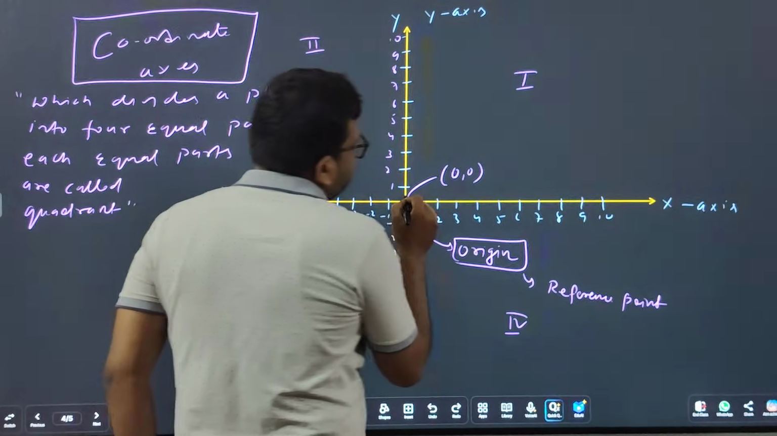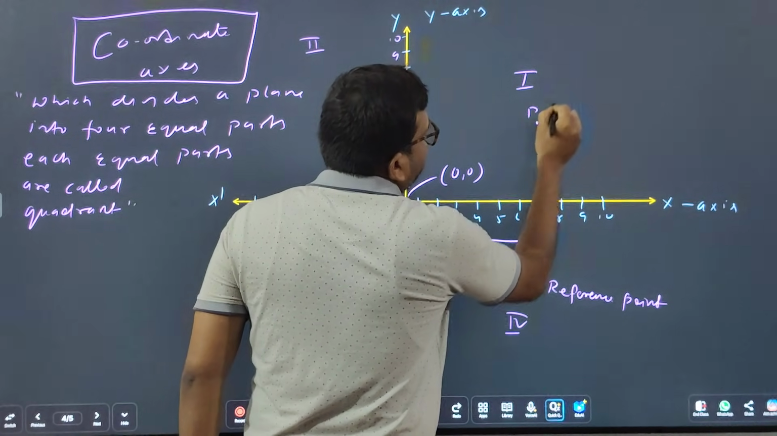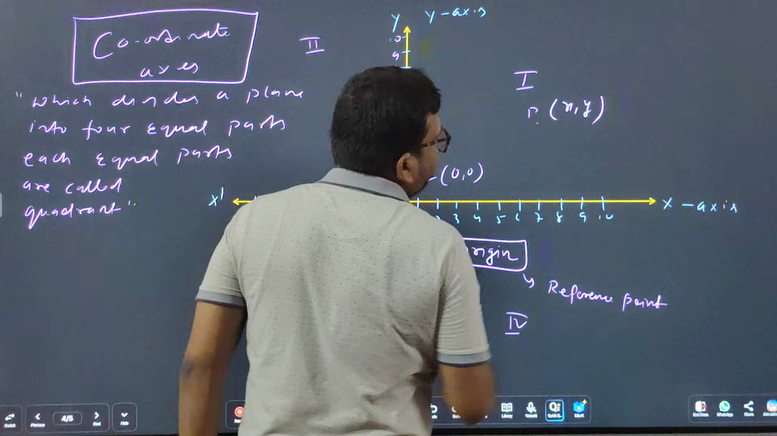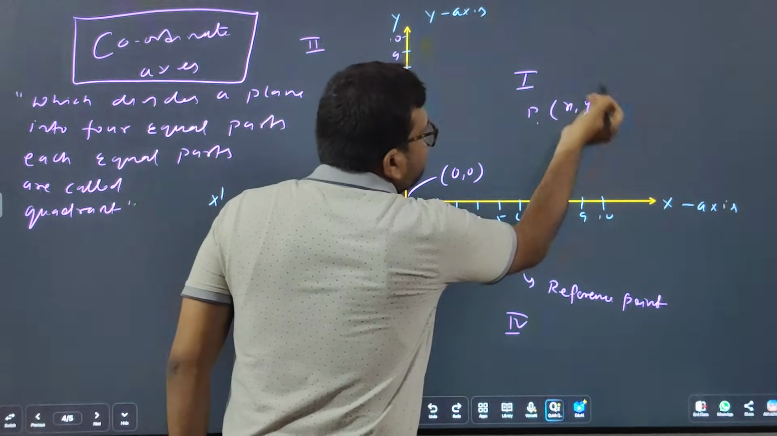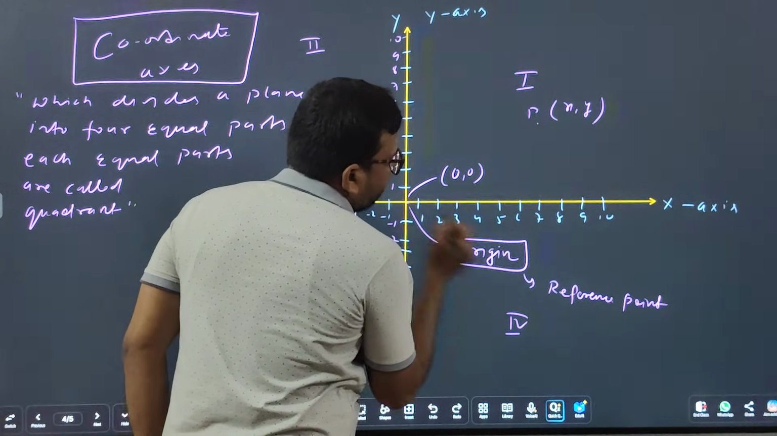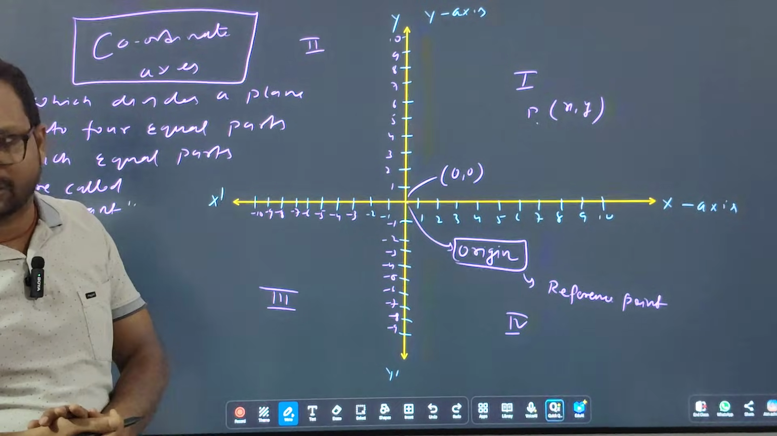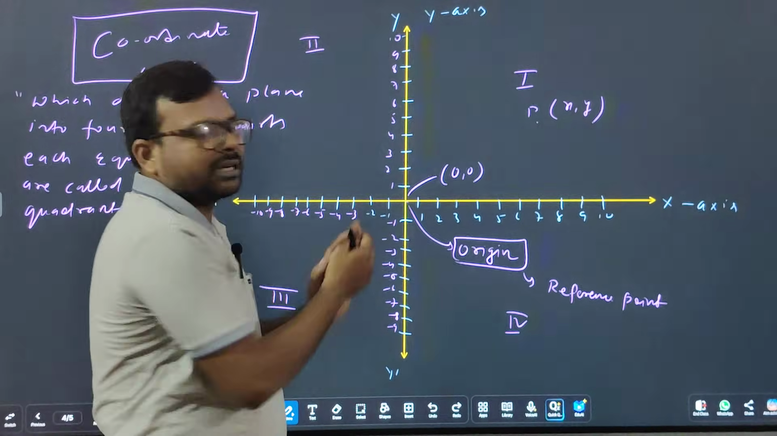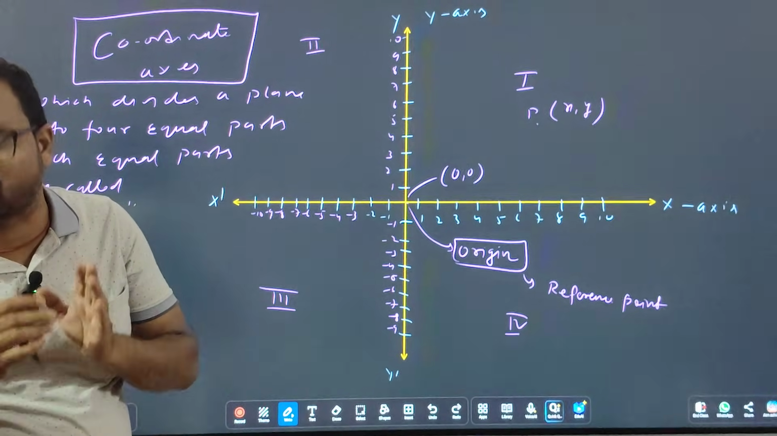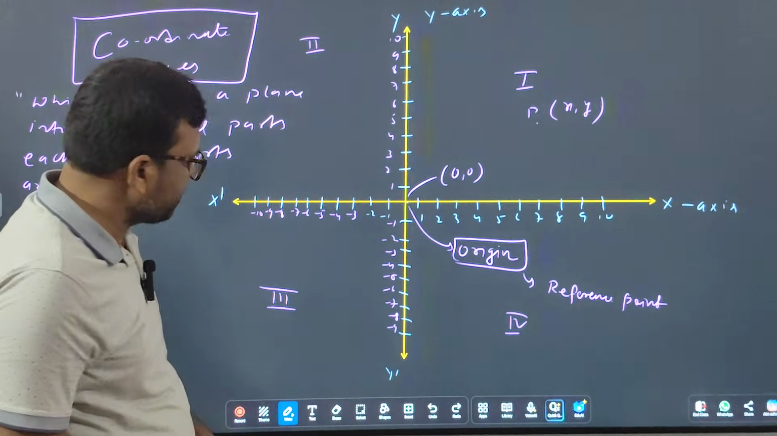So if we take a point P here, whose coordinates are x, y, what is the exact location of this point, taken from the reference point of origin and these axes in this plane? That's why these axes are called the reference plane or reference points, and they are called reference axes.